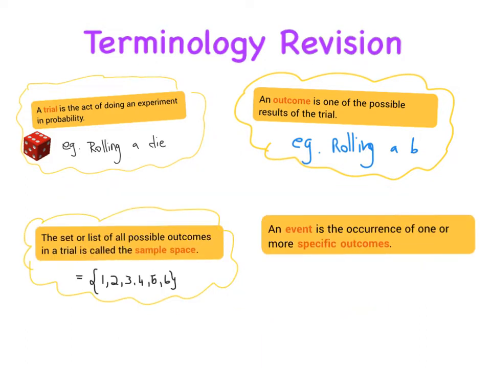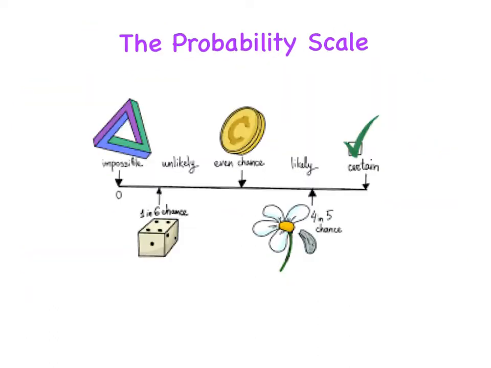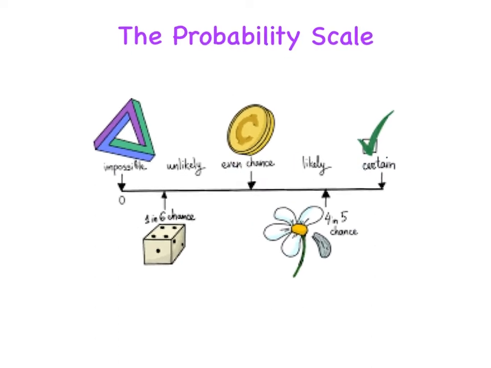Okay, and so the event then is the actuality, so when it actually happens, or the occurrence of a specific outcome. So an event could be the die landing on the 6. Okay, so that's, I suppose, the distinction there. Okay, let's move on. And just before we do, make sure that you write these down into your notes copy.